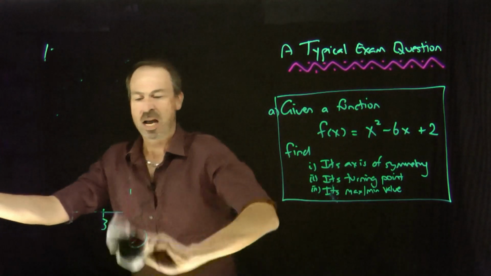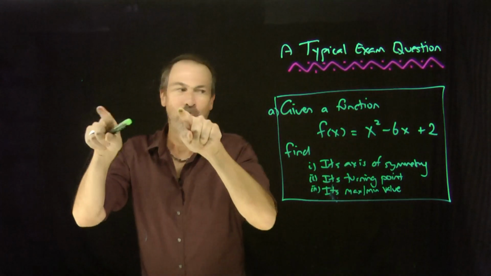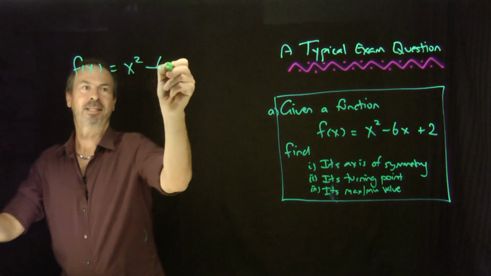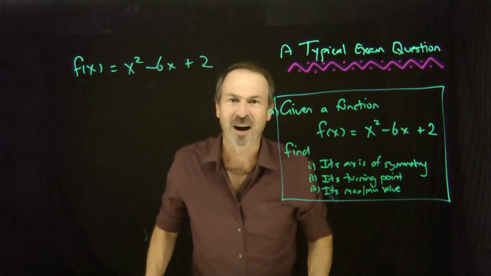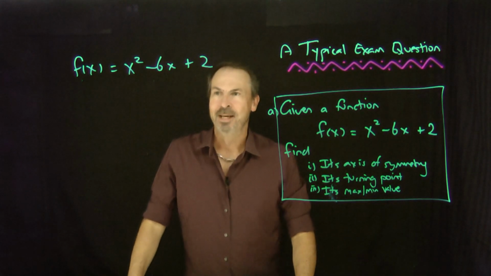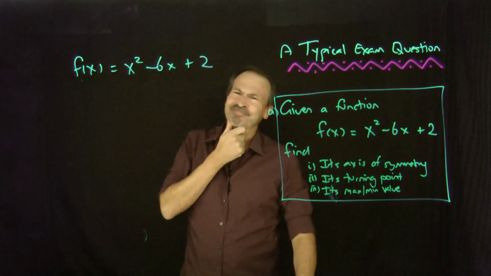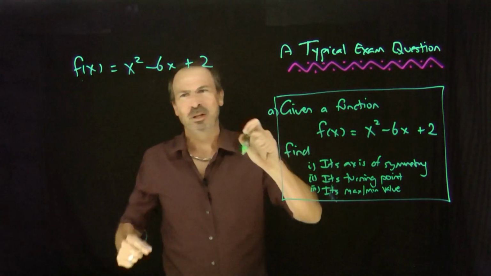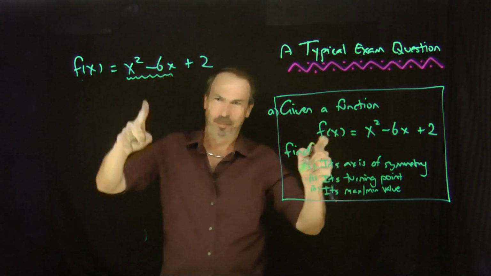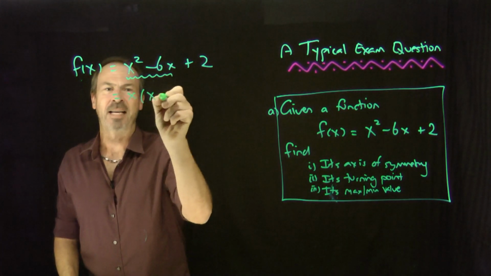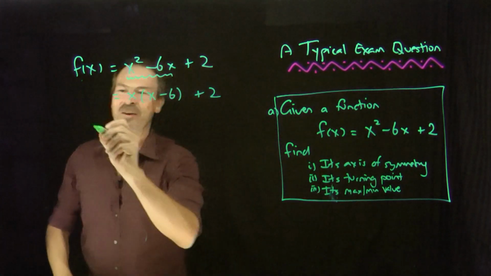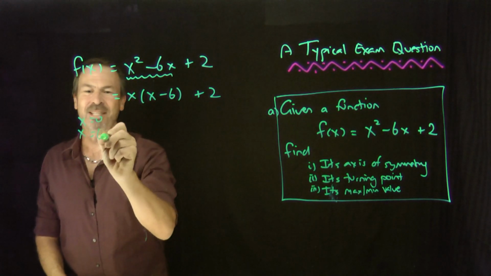The key is to find two symmetrical points on this graph. We've got f of x equals x squared minus 6x plus 2. Can I find two x values that give the same output? I scratch my chin for a while and think, I want to focus on the x part. The only thing I can think to do is a little bit of algebra. Rewrite this as x times x minus 6, plus 2.